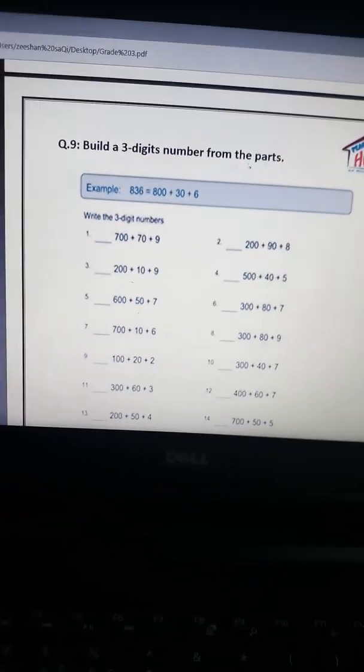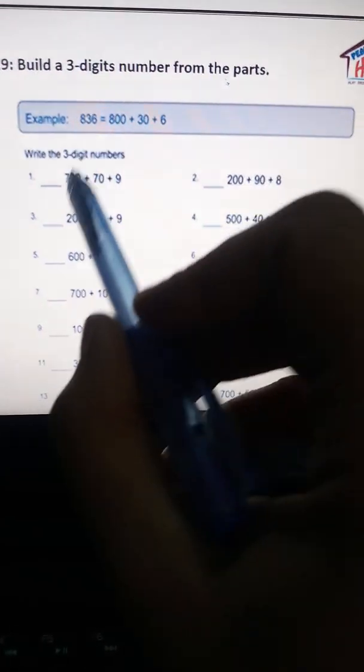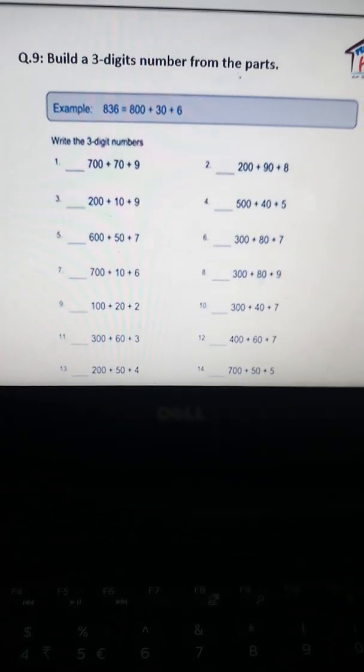In question number 9, you have to build a 3-digit number from the parts. Okay, this is the expanded form of the number. Now you have to write the standard form, like 836. You will write the standard form of the number, like 779, 298.